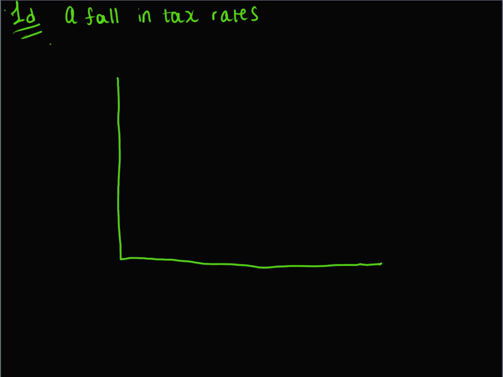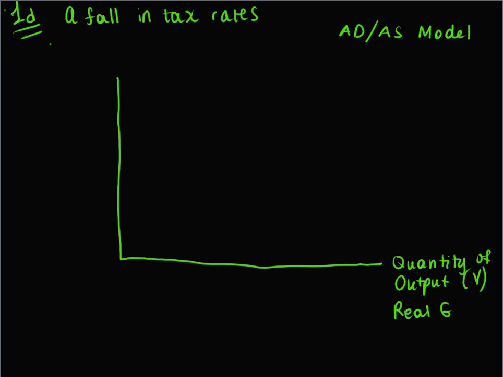So on the horizontal axis, I have quantity of output, which I denote with Y, and I measure using real GDP. On the vertical axis, I have the price level, which I denote with P, and measure using the GDP deflator. Okay, first things first, I'm going to draw a hypothetical aggregate demand curve. This is AD sub 1.